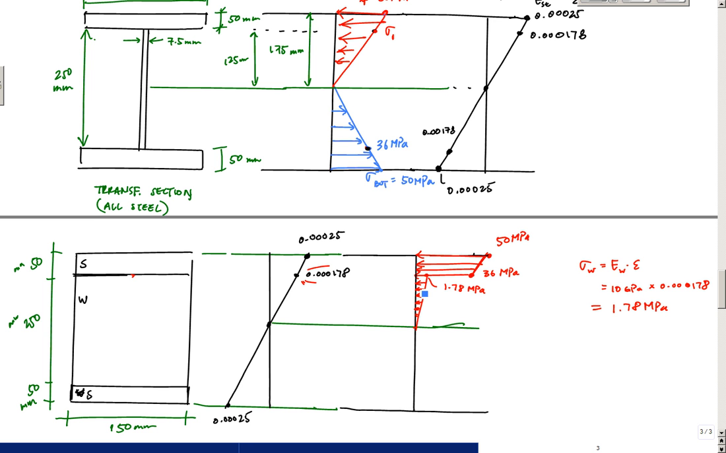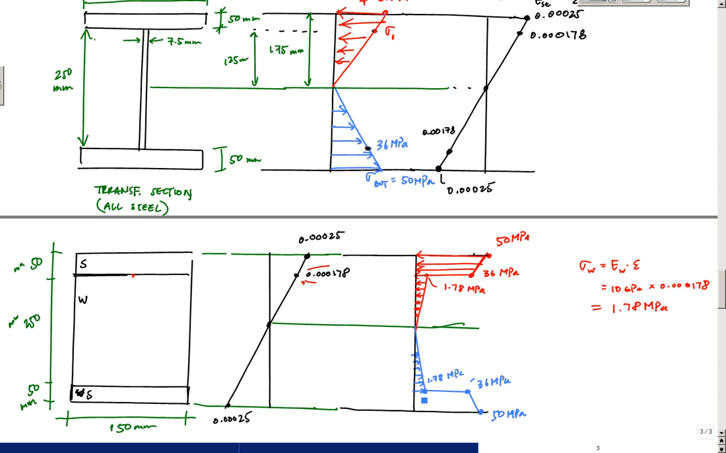And so I'm going to have, at some point where I transition from wood to steel, this tensile stress of 1.78 megapascals. So here, like this, and then a step or a discontinuity to 36 megapascals right here, and then a linear transition to 50 megapascals in the steel in tension. So 50 megapascals, and here's 36 megapascals, all in tension right here.